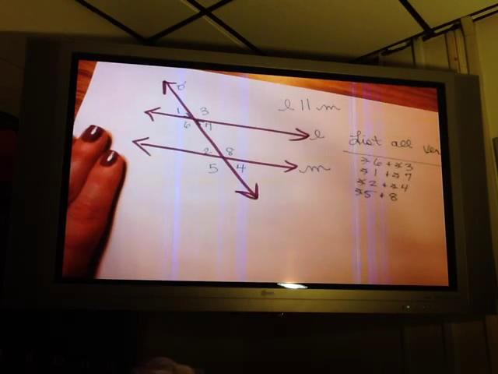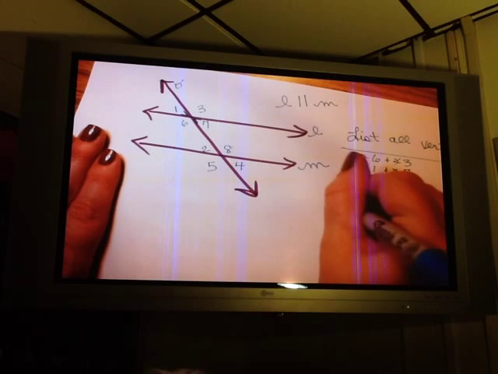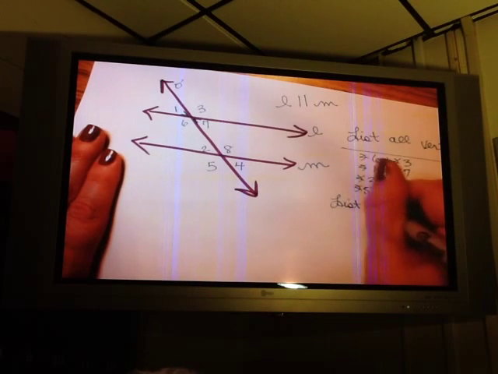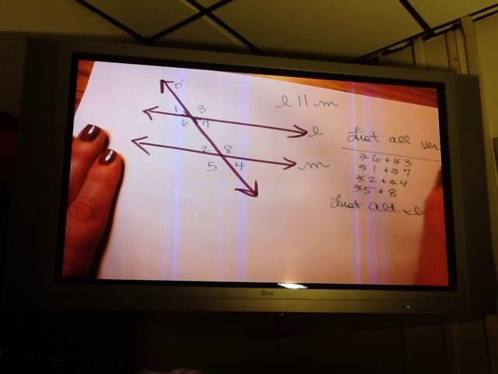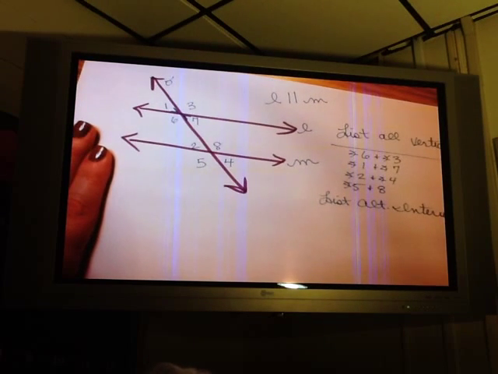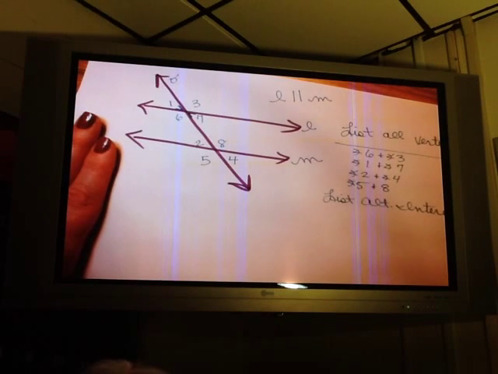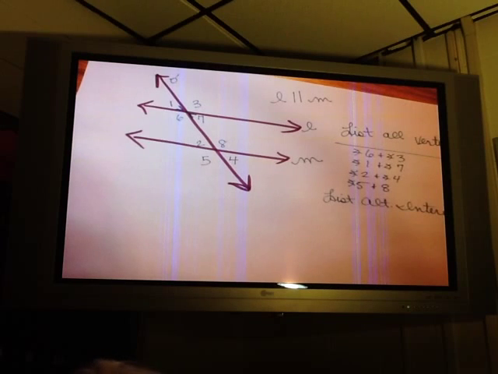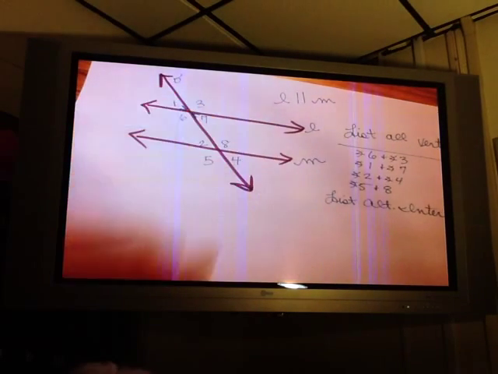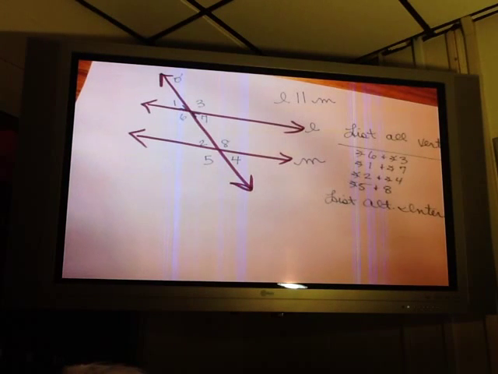Let's, on this next one, list for me alternate interior angles. Look back at your example paper. I can't spell this morning. List alternate interior angle pairs. Notice what the interior is. You've got to find some that are the same size. Alternate interior.